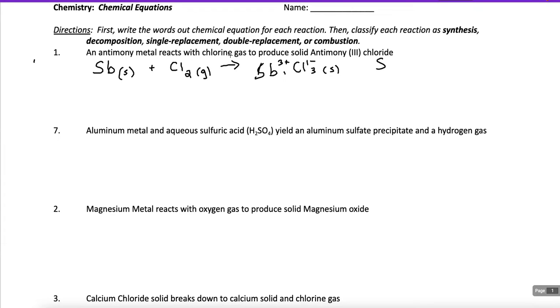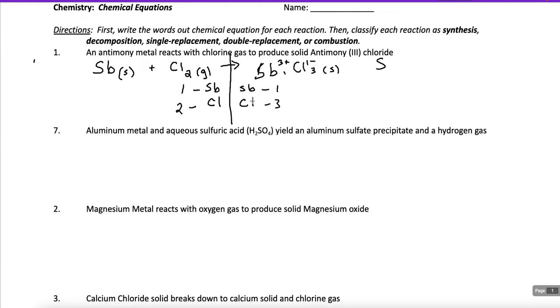Okay, now we need to balance this equation. So I would look at the atoms on the left side. Well, there's Sb and Cl. That means the same types of atoms have to be on the right side. Okay, now we're going to count. On the left side, there's 1 Sb and 2 Cls. On the right side, 1 Sb, 3 Cls.